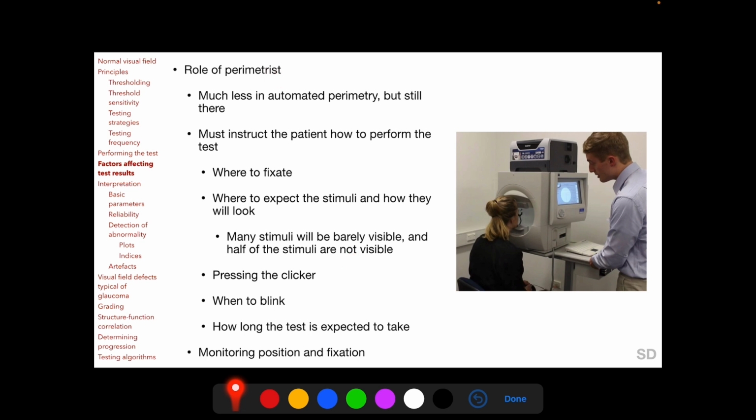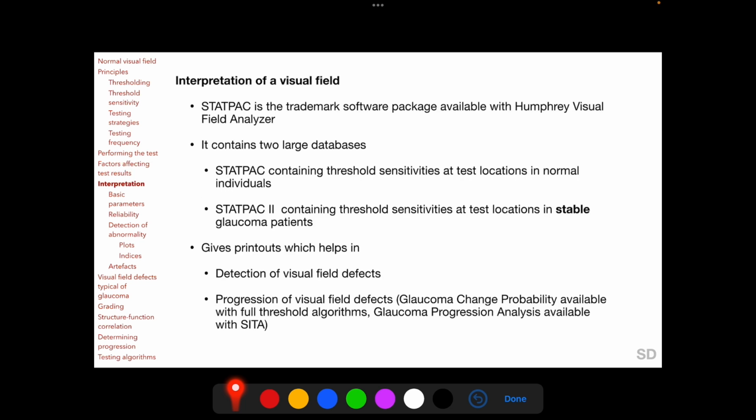The perimetrist must also monitor position of the patient and fixation by the patient on the central red fixating light. Before we start to interpret a visual field test result, it is useful to know about the software package present with the machine. StatPack is the trademark software package available with the Humphrey Visual Field Analyzer, and StatPack contains two large databases. StatPack itself contains threshold sensitivities at the test locations in normal individuals, and StatPack 2 contains threshold sensitivities at the test locations in stable glaucoma patients.